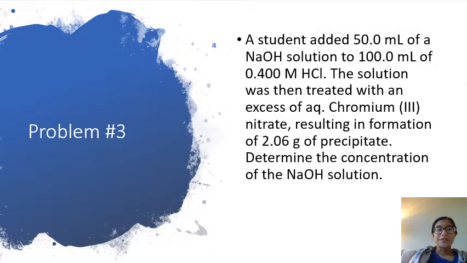All right, problem 3. This is the one that a lot of you guys got stuck on last time because it's a pretty good problem. So it'll ask you to combine 2 different reactions and get the information from both of them to get your final answer. So this says a student added 50 ml of sodium hydroxide solution to 100 ml of 0.400 molar HCl. The solution was then treated with an excess of aqueous chromium-3 nitrate, resulting in the formation of 0.206 grams of precipitate. Determine the concentration of the NaOH solution.